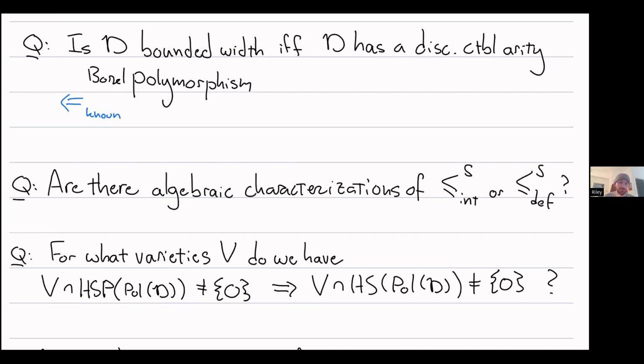So for what varieties V is having a non-trivial member of V in your HSP the same as having a non-trivial member in your HS? It's a purely algebraic question that I don't know what an answer might look like, but it would be interesting to descriptive set theorists.